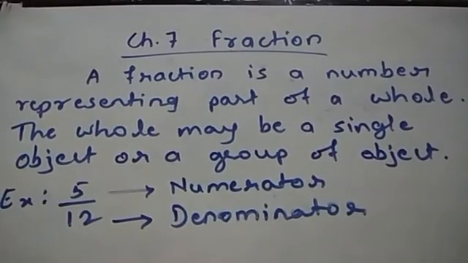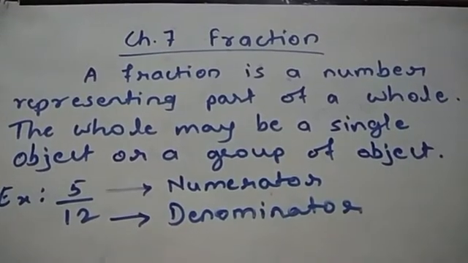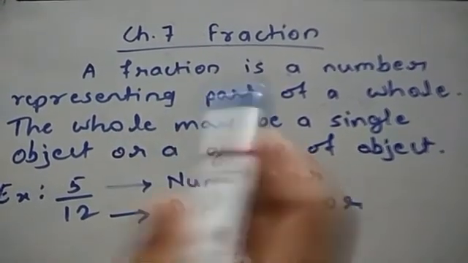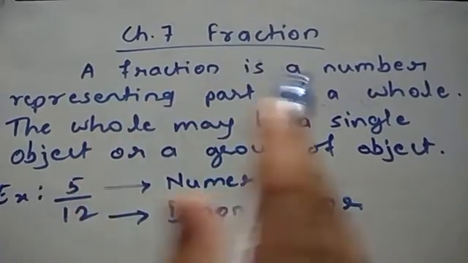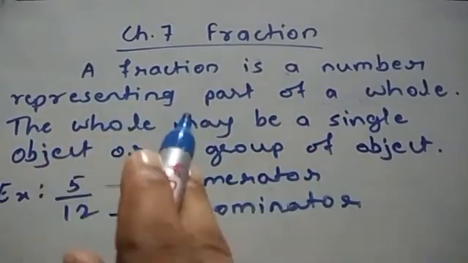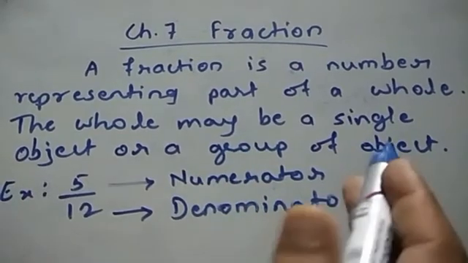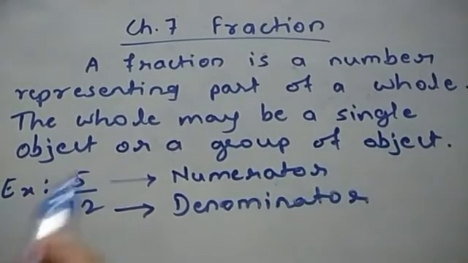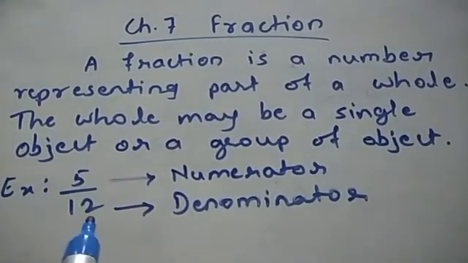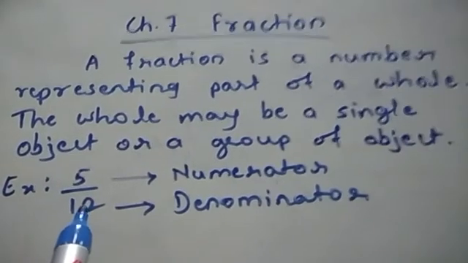Hello students, in this video we are going to study chapter number 7, fraction. What is meant by fraction? A fraction is a number representing part of a whole. The whole may be a single object or a group of objects. One example we can see 5 upon 12 is the fraction. This we can read as 5 twelfths.